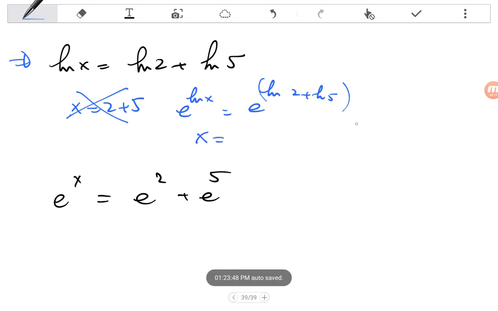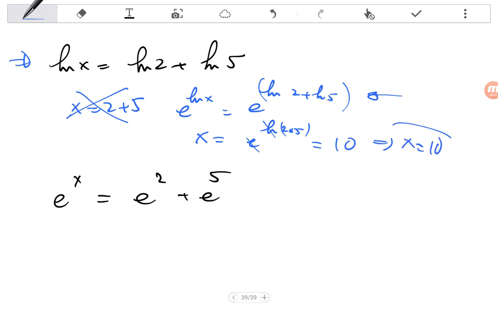That will be x. For this term, if I need to simplify this expression, yes, if I had two ln added, I may just write it to be ln (2 times 5). This is e operating on a ln, so that will be just 10. X for this case will be 10. That is the solution of the equation.